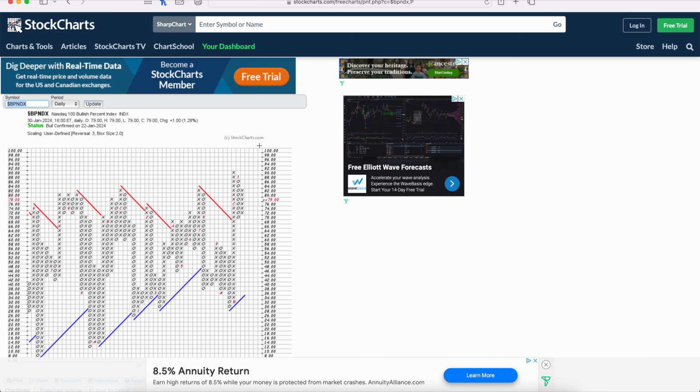So we'll just have to keep our risk parameters in check, keep your stops on, and we'll see what the market does to us tomorrow.